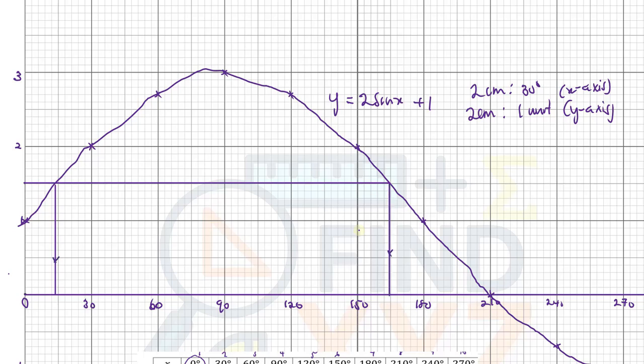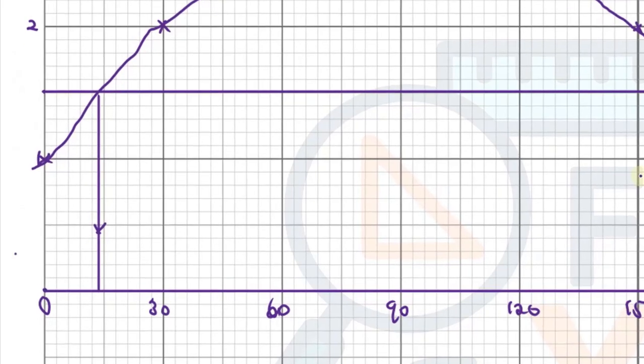From 0 to 30, we have 10 lines. So it means that we'll divide 30 into 10 equal parts, and each part will be 3. So this line is 3, then this line is another 3, that will give us 6, then another 3, that will give us 9, then another 3, that will give us 12 and 15. So roughly, let's say 13.5. That is the first part.